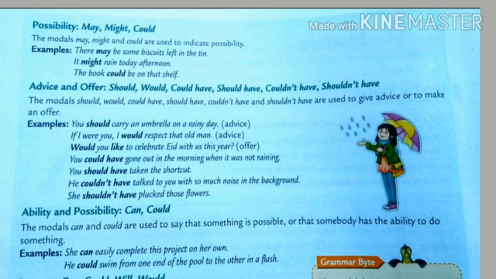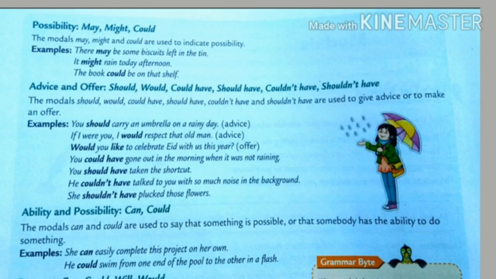Advice and offer. For advising and offering, we use the modals should, would, could have, should have, couldn't have, shouldn't have. These are used to give advice or to make an offer. Let's see how we are using it. See the first one. You should carry an umbrella on a rainy day. It is an advice. You should carry an umbrella on a rainy day to protect you from rain.